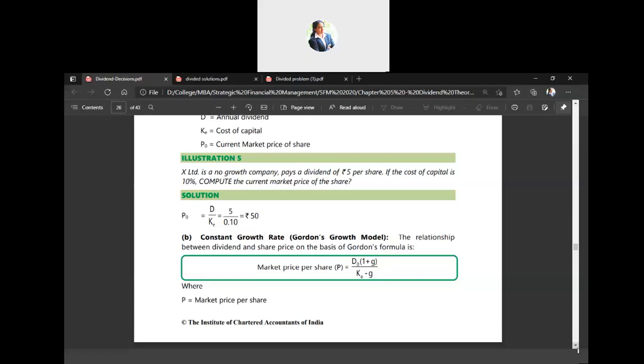And one thing that we'll have to remember is, like the earlier explanation, G is always equal to B into R. G is equal to retention ratio into internal rate of return, or G is equal to B into R.